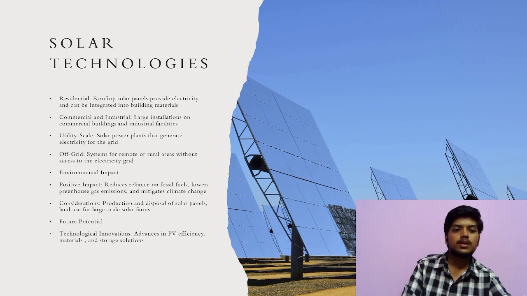Utility-scale solar plants generate electricity for the grid, and off-grid systems serve rural areas without access to the electricity grid. Positive impact: reduces reliance on fossil fuels, lowers greenhouse gas emissions, and mitigates climate change.